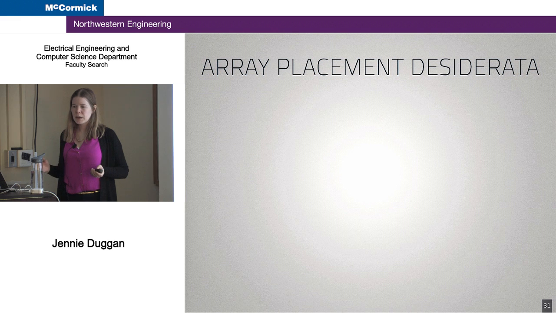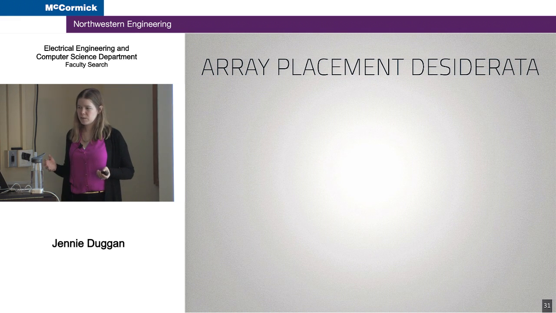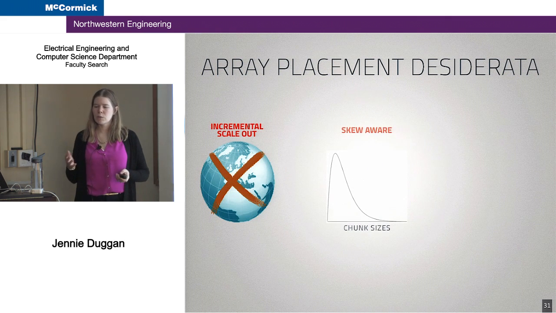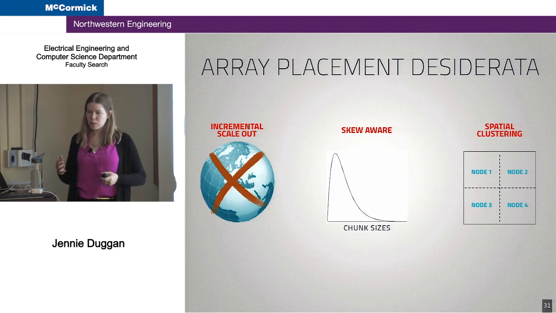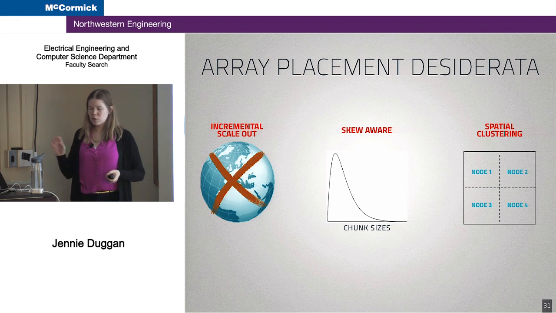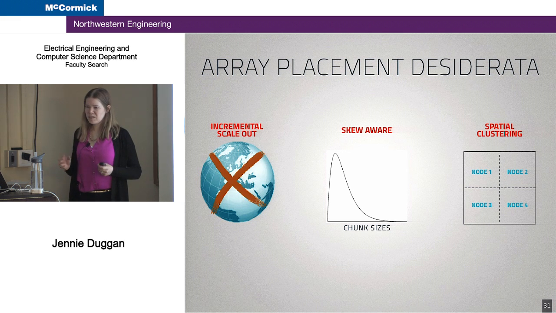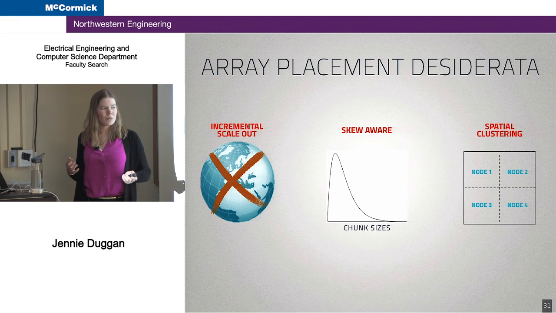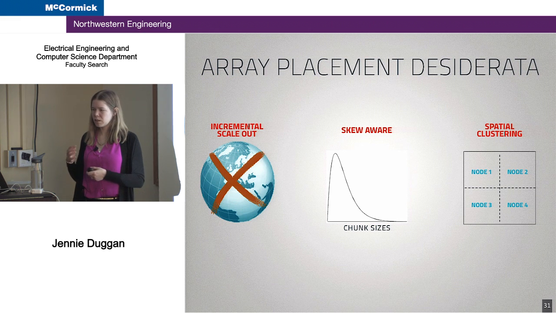So when thinking about how to redistribute the data over the nodes, we have several competing goals. The first one is that we want our scale-outs to be incremental. We only want to move data to the new nodes, rather than globally reshuffling everything, which would be much more time-intensive. At the same time, we aim to be skew-aware. This means that we want to take into account the size of our chunks, rather than simply assigning the same number of chunks to each node. Lastly, we use spatial clustering. So neighborhoods of points should be co-located whenever possible so that things like k-nearest neighbors can run more quickly.